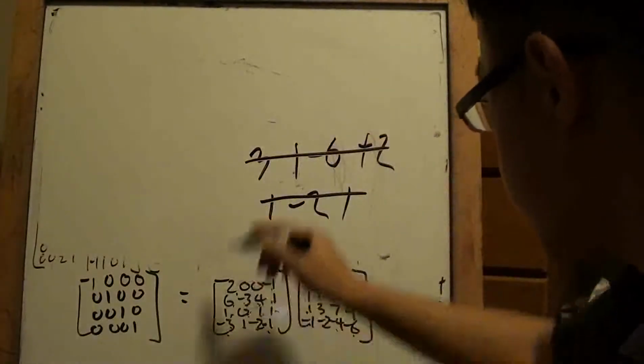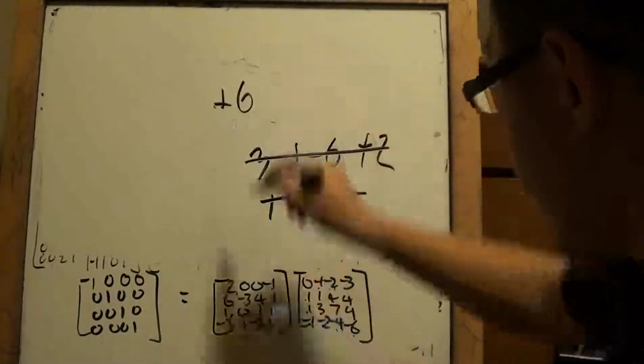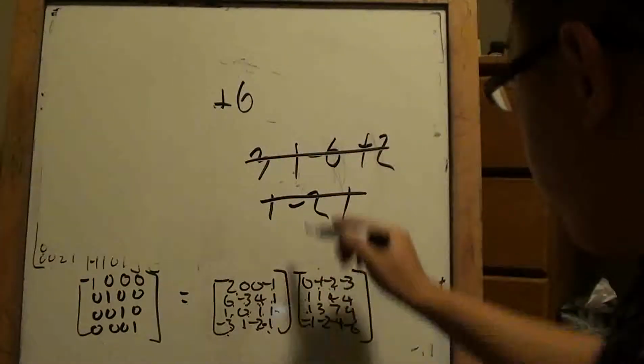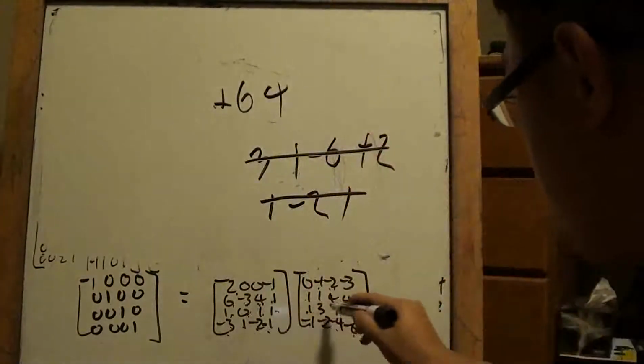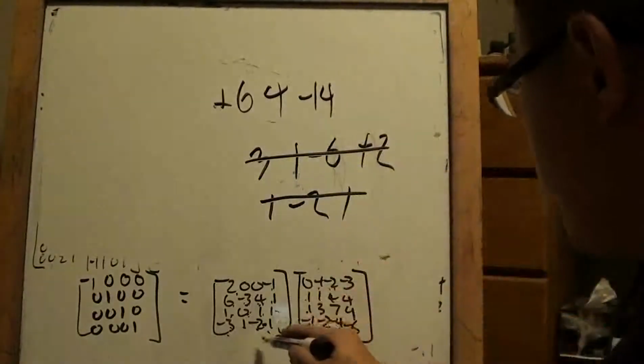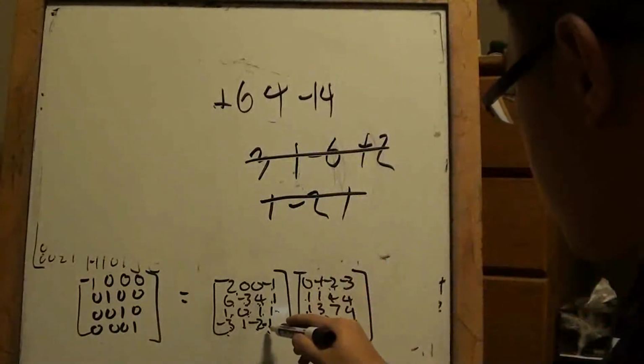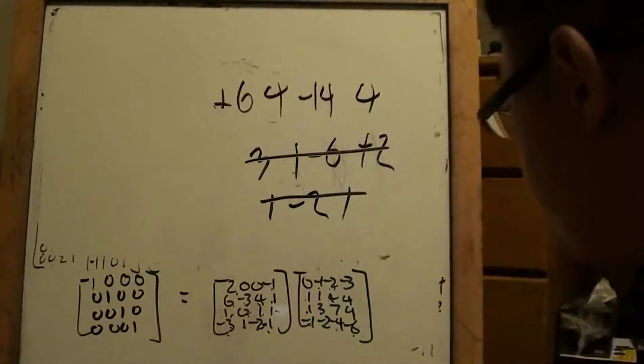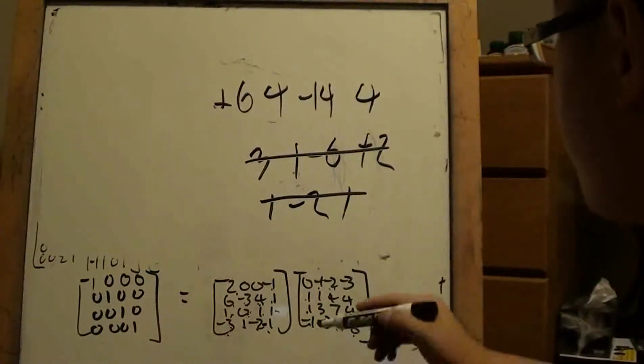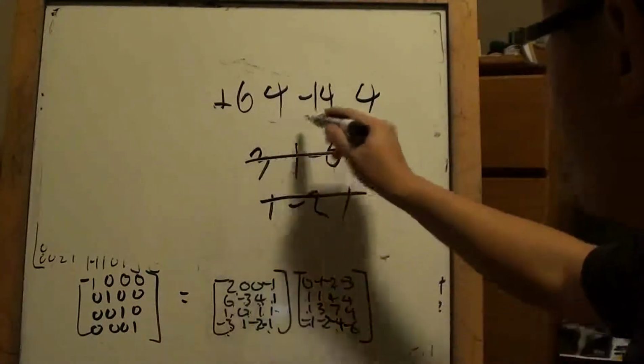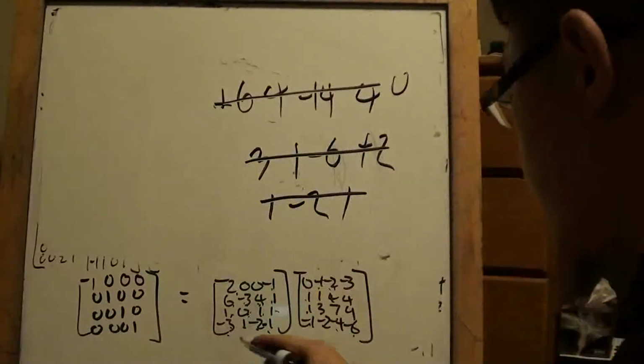Okay, so the next one is going to be positive 6, 4, negative 14, and 4. Okay, yeah, that's going to be 0. Good. Okay, last one's going to be 1.